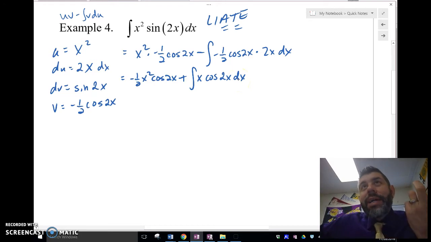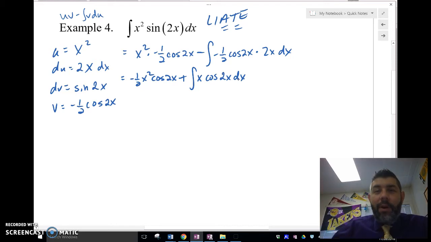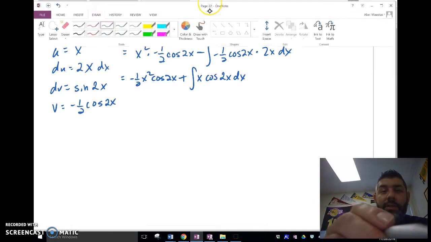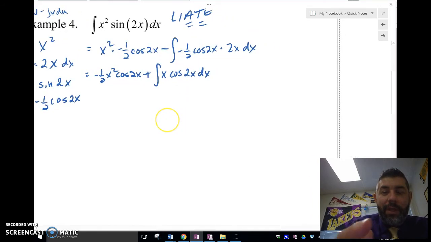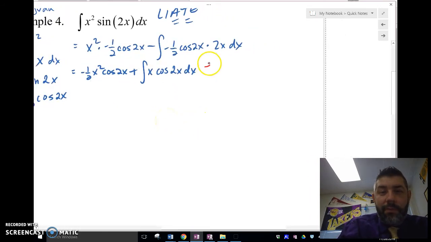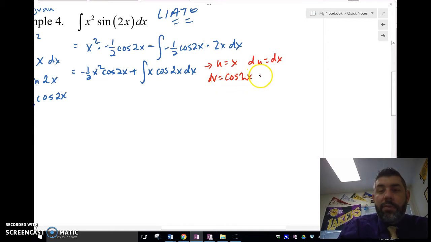Now x cosine 2x looks like I'm going to have to do another integration by parts. Wow, this problem turned out to be more fun than I thought it was going to be. So let's do the integration by parts for this one here. U in this case is going to be x, so that makes du dx. And dv is going to be cosine 2x, which makes v 1/2 sine 2x.